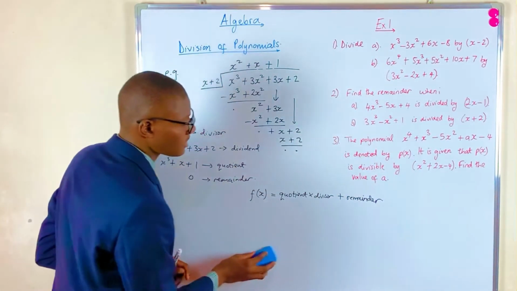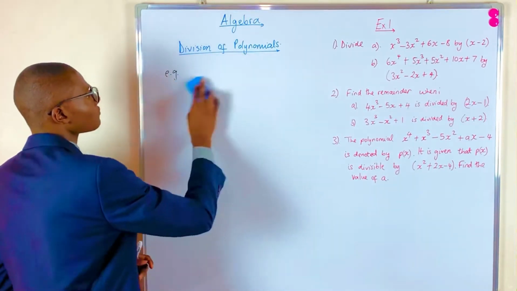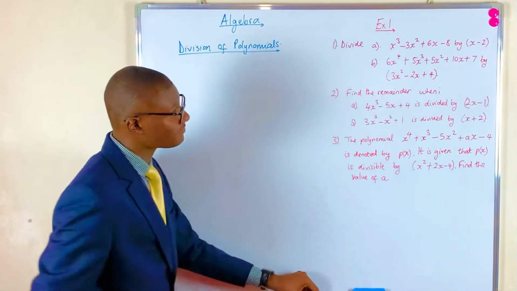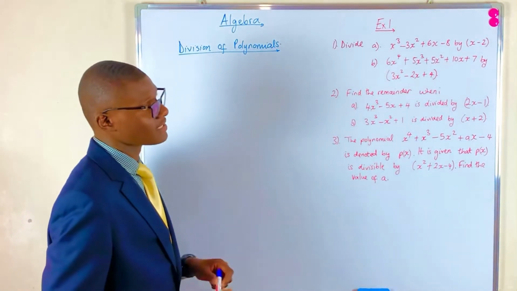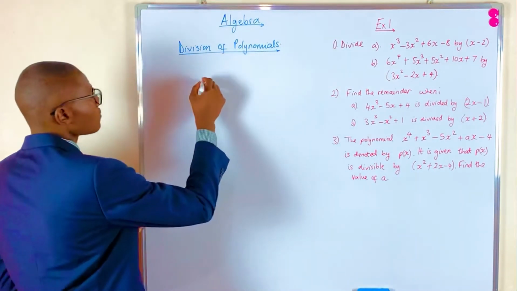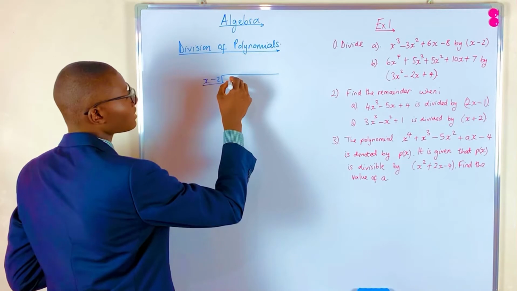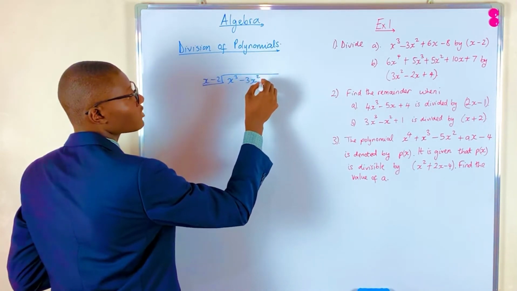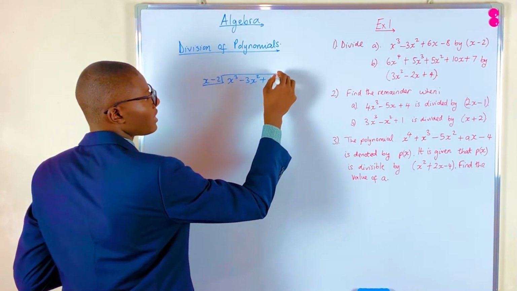So allow me to use this part here. Okay, so for now, number 1 says divide x to the power of 3 minus 3x squared plus 6x minus 8 by x minus 2. So we're saying x minus 2 divided into x to the power of 3 minus 3x squared plus 6x minus 8.